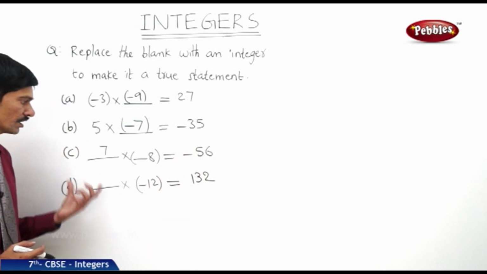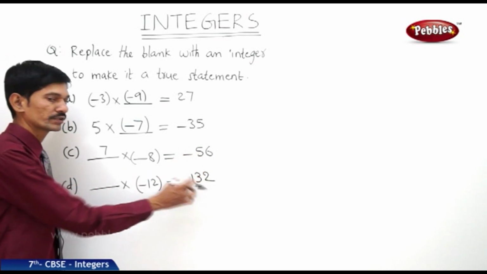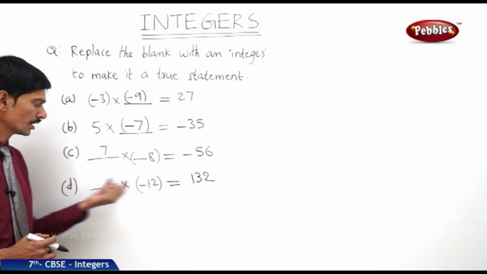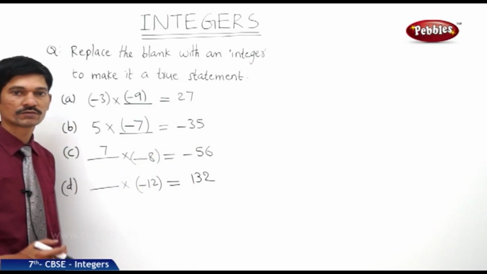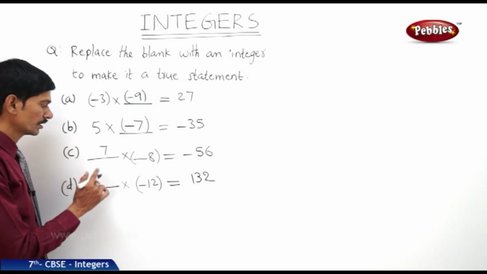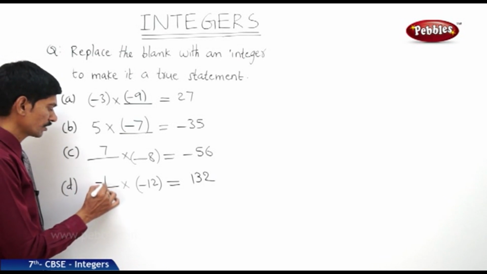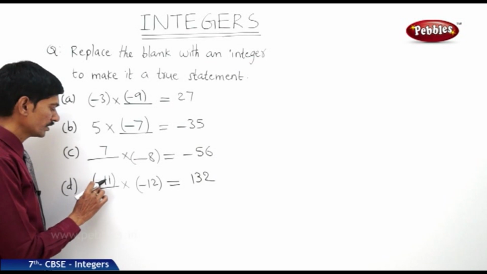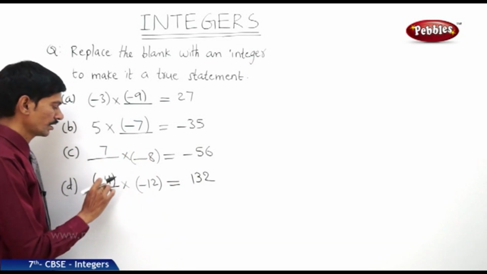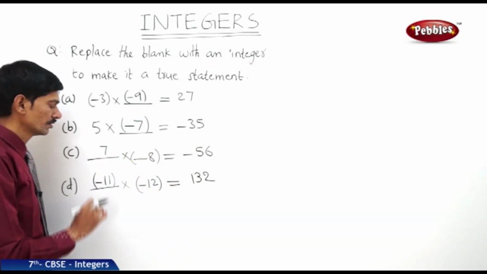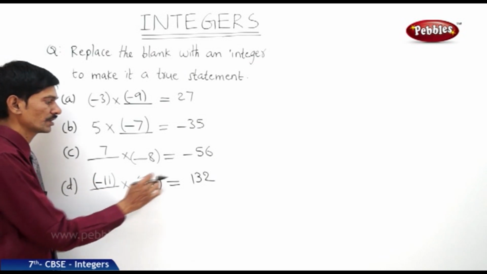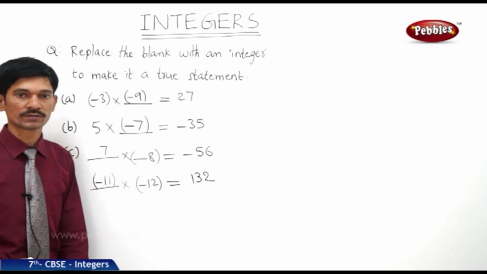The next question, dash into minus 12 is 132. Now 12 how many times make 132? 12 11s are 132, and write minus 11, because minus into minus plus, and 11 12s are 132. So minus 11 into minus 12 equals to 132.